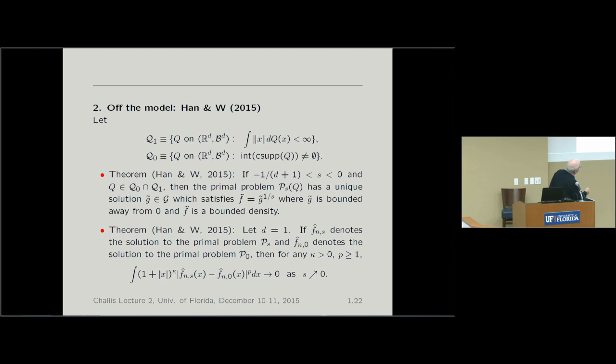The second theorem is in the case d equals 1. If we fix the data, and this is the s-concave solution to the primal problem, and if f_n0 is the solution to the primal problem p0, so that's the log-concave MLE, if you will, then for any kappa positive, p greater than or equal to 1, we have a weighted L1 convergence for fixed data as s converges up to 0. So s is negative, and it's going to come up to 0. And the solutions are actually continuous, and we're getting agreement of the solutions of the optimization problems. So we can recover the log-concave MLE as a limit of s-concave Renyi divergence estimators.